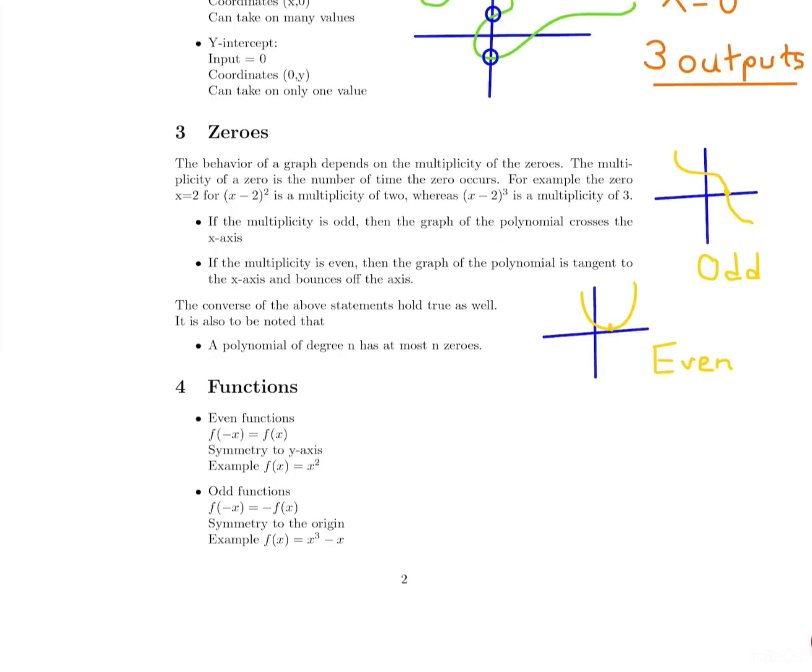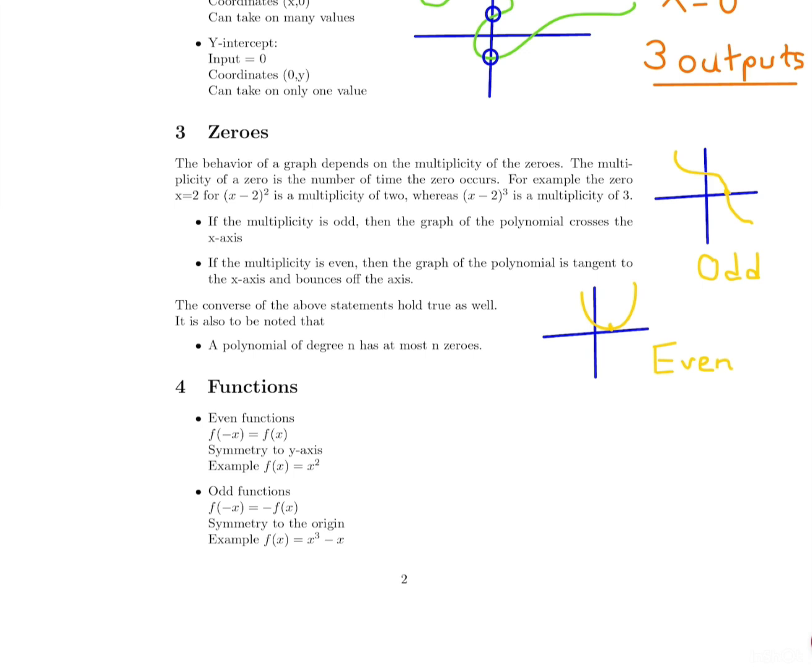Number three, zeros. Now, the behavior of a graph depends on the multiplicity of the zeros, and multiplicity refers to the number of times a zero occurs. For example, the zero x equal to 2 at x minus 2 whole square has a multiplicity of 2, whereas if it is raised to the power 3, it has a multiplicity of 3. Now, if the multiplicity is odd, it implies that the polynomial crosses the x-axis. I have illustrated it beside.